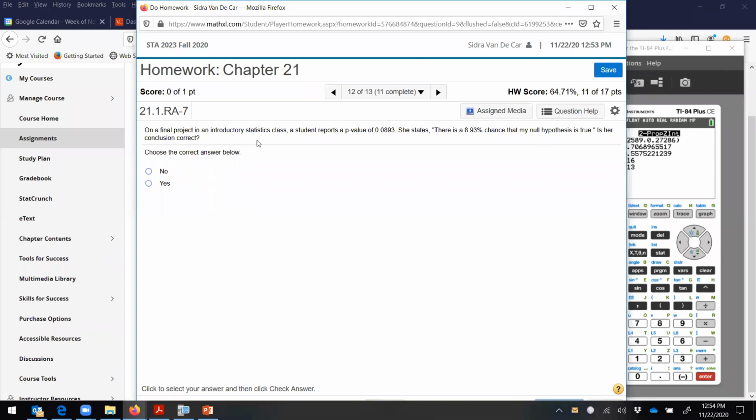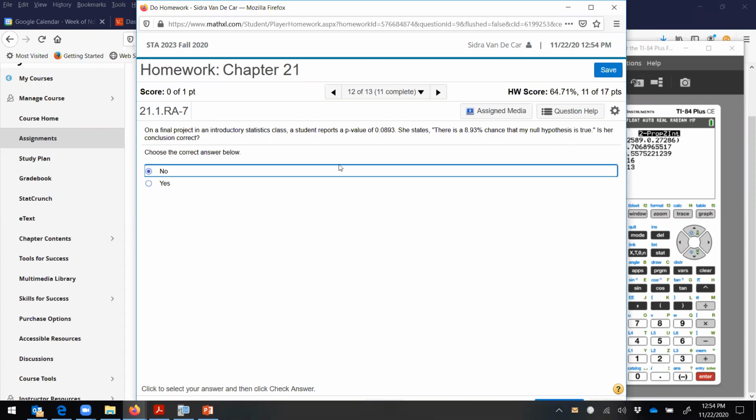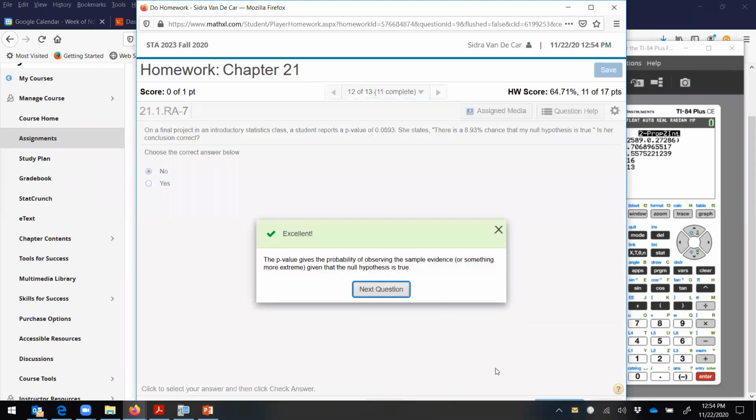On a final project in an introductory statistics class, the student reports a p-value of 0.0893. She states there is an 8.9 percent chance that my null hypothesis. No. This is the probability of getting a sample as weird as you got if the null hypothesis were true. It's not about the validity of the null hypothesis.